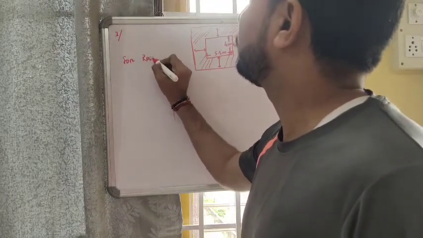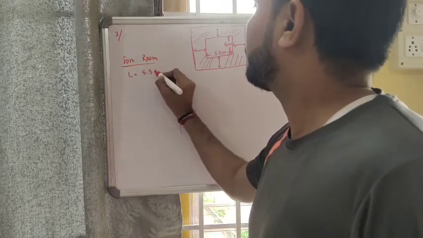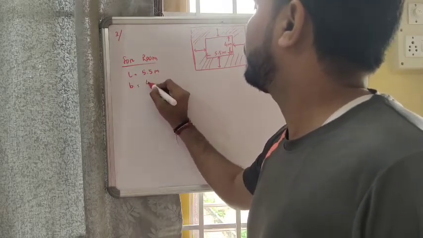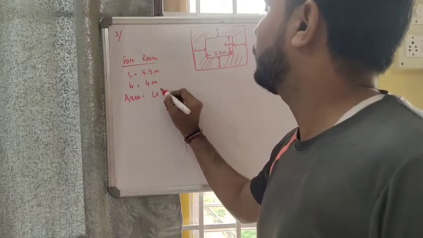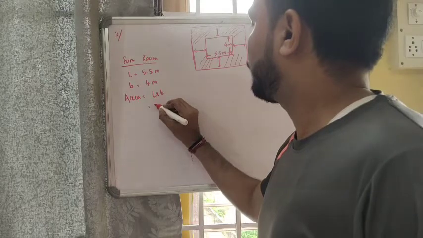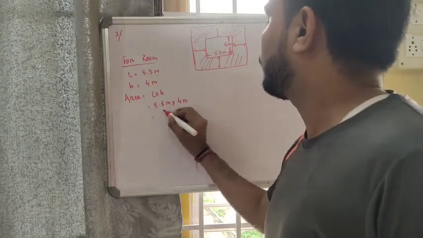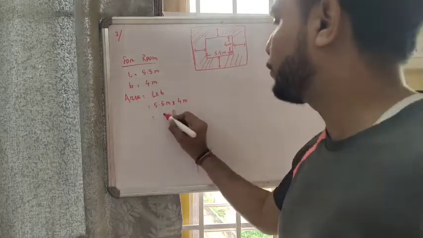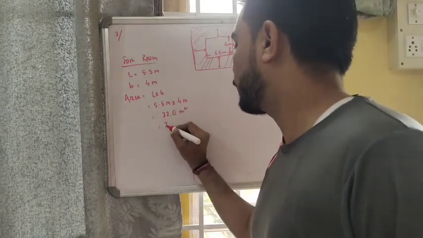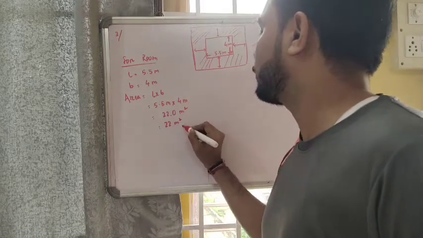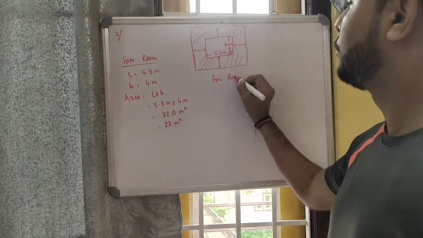So for room, we have length as 5.5 meter, breadth as 4 meter. So area will be equal to length into breadth, which will be equal to 5.5 meter into 4 meter. 5 into 4 is 20, carry 2, 5 into 4 is 20, 20 and 2 is 22. After decimal one place was there, so 22.0 meter square.